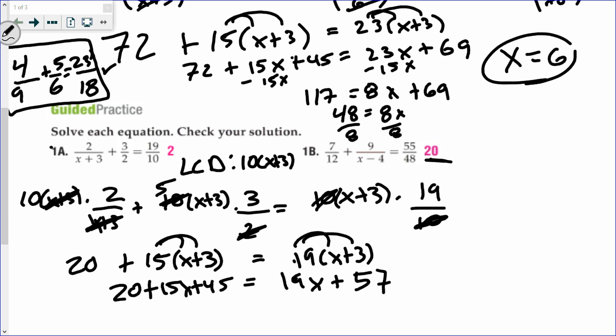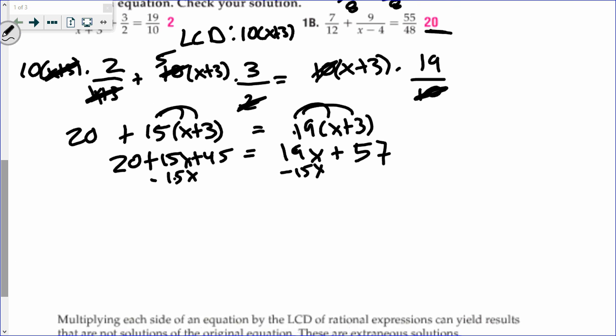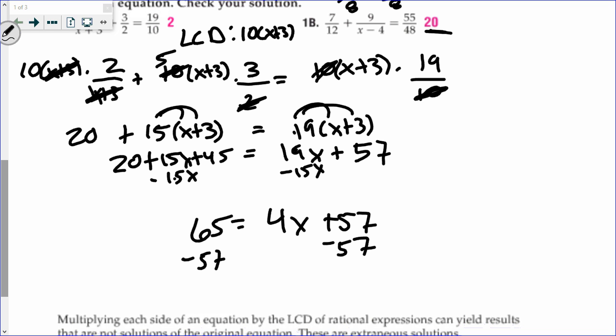All right, simplifying, subtract 15x from both sides. Of course, 20 and 45 is 65 equals 4x plus 57. Okay, subtract 57 from both sides, 65 minus 57 here is 8. 8 equals 4x, of course, x equals 2. Okay, plug that back in, check our solutions. We'll see that it's correct.